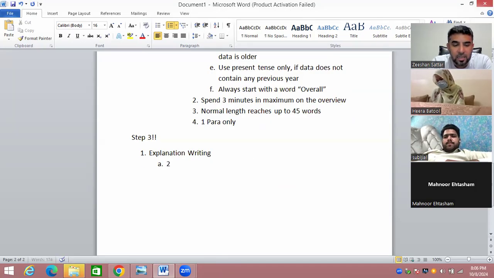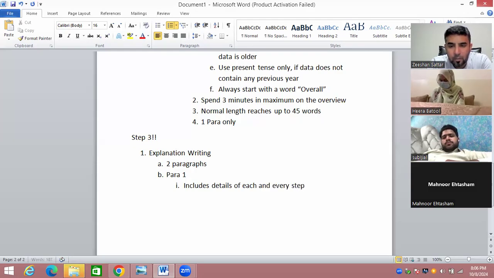This will contain 2 paragraphs. Paragraph 1 includes details of each and every step of half of the picture. For example, there are 4 variables given in the picture.